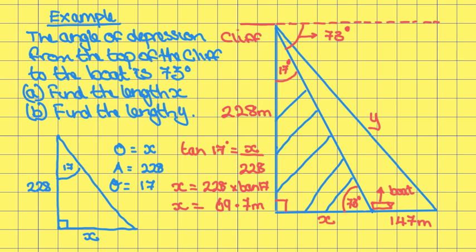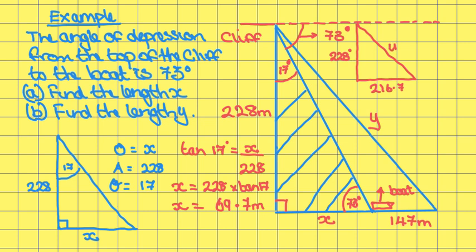B, find the length y. So we have got a large triangle. So let's draw the large triangle. We have got the length at the bottom is 147 plus 69.7, so that's 216.7. We have got the height of the triangle is 228, and we can find this angle here.